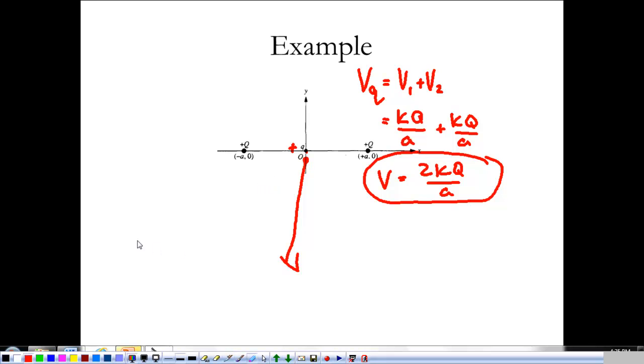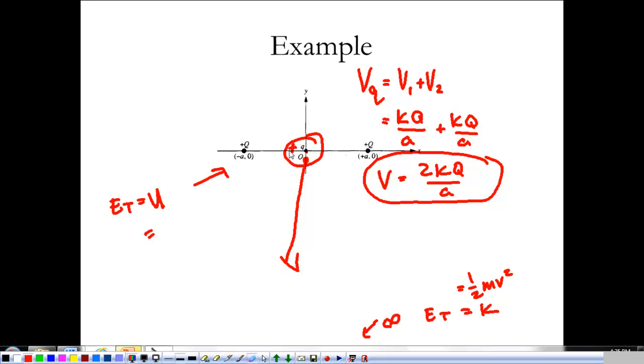In order to find its speed, we have to look at our energy. At this point, our total energy is all potential energy. And then when we are an infinite distance away, my total energy is all kinetic energy, 1/2 mv squared. I don't have any more electric potential energy. So I need to find out what my positive charge Q has as potential energy right here.